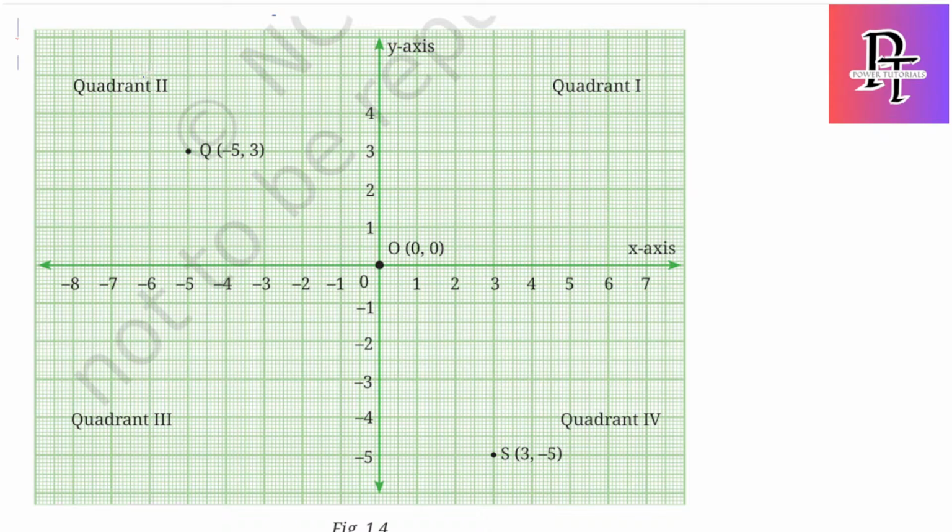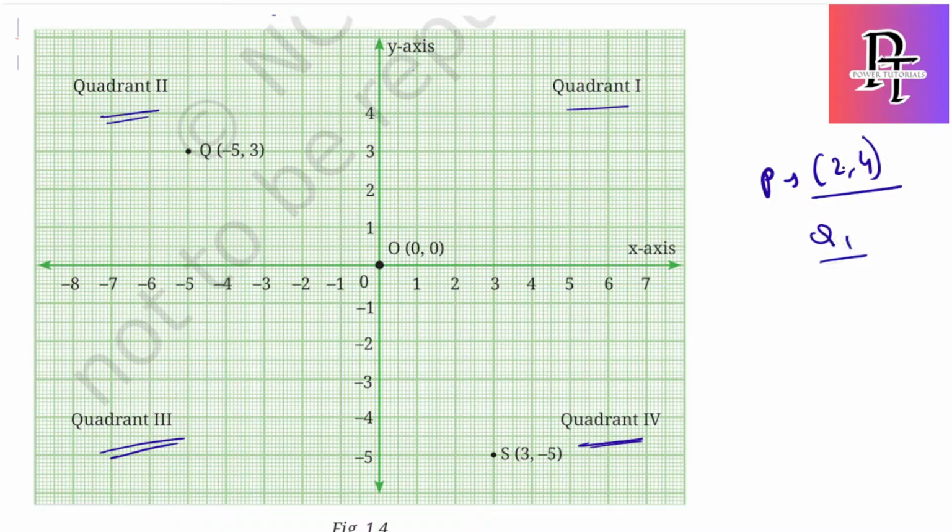The side where both are positive is quadrant 1, where x is positive and y is negative is quadrant 4, where both are negative we call it quadrant 3, and where y is positive and x is negative is quadrant 2. Okay, if I have a point P which is (2, 4), can you find which quadrant it is in? It should be quadrant 1. Why? Because both x and y are positive, it will be somewhere here.